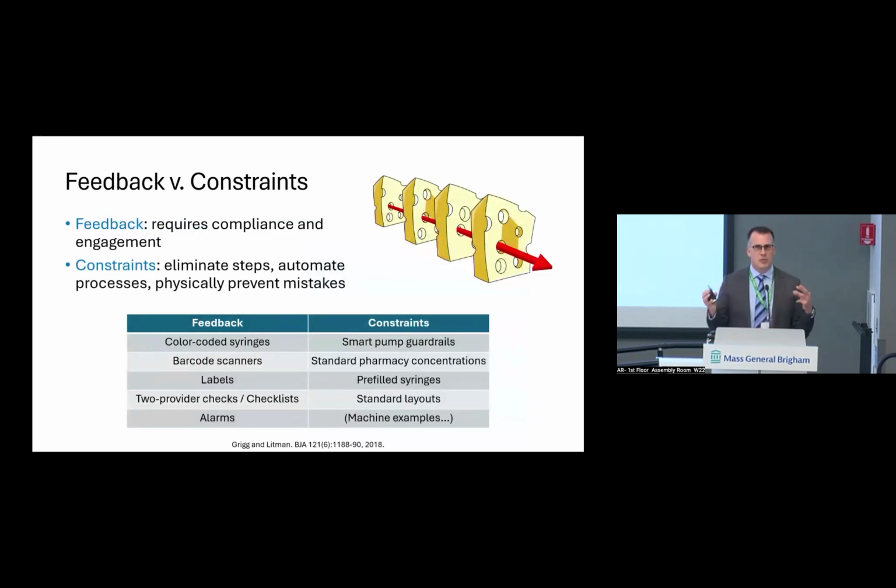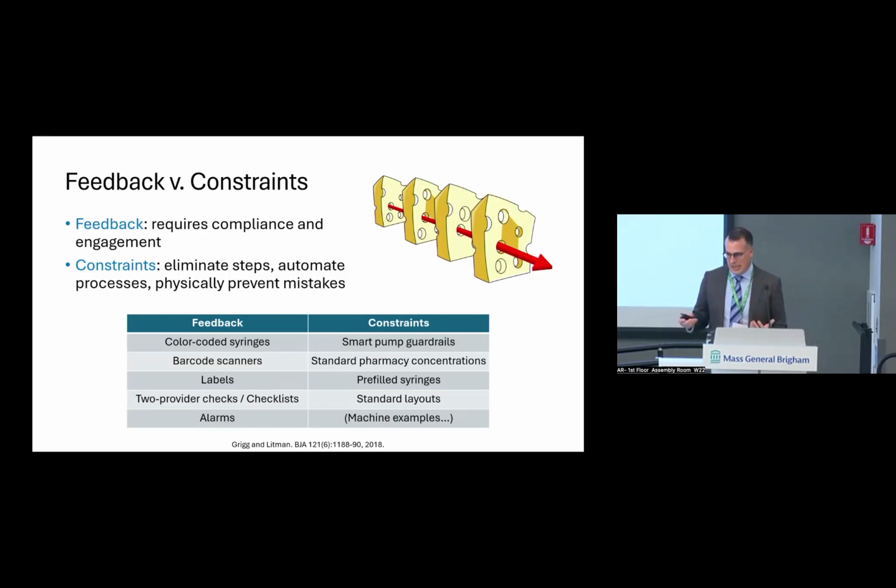So I think there's two ways that are useful to think about this. One is feedback versus constraints. Feedback is labels, alarms, various things that can be helpful, but does require a certain amount of engagement and compliance. Much more robust are constraints, which eliminate steps, automate processes, and ideally physically prevent mistakes. We may not always be able to get to that level of intervention, but conceptually, I think it's helpful to think about, are there ways that we can physically eliminate problems, things don't fit together, things like that.